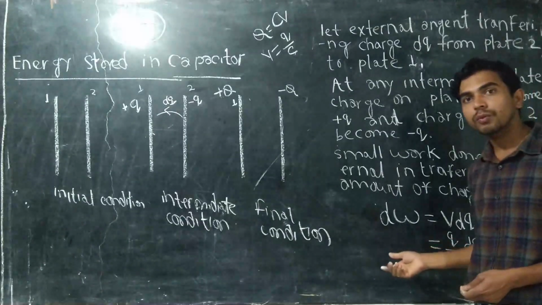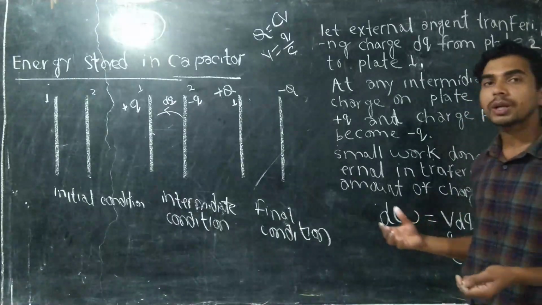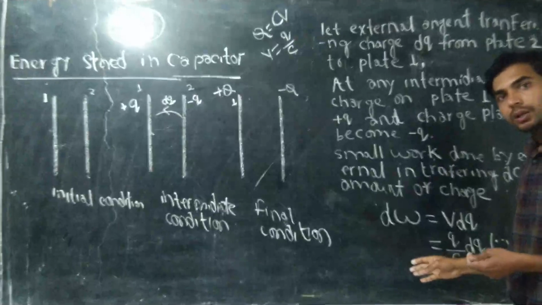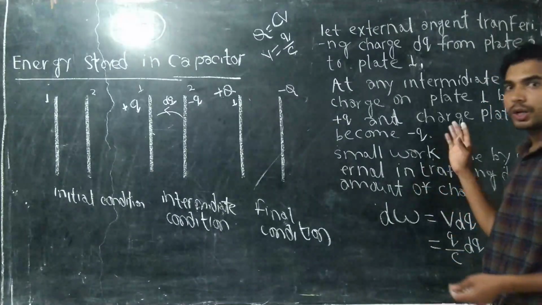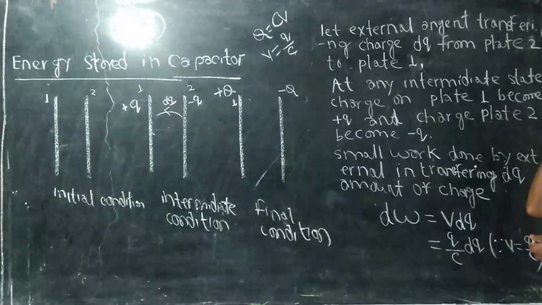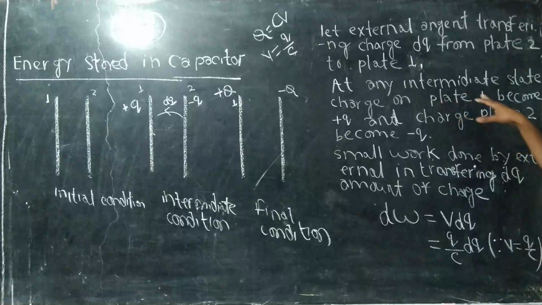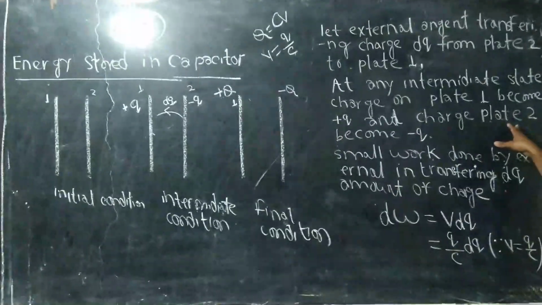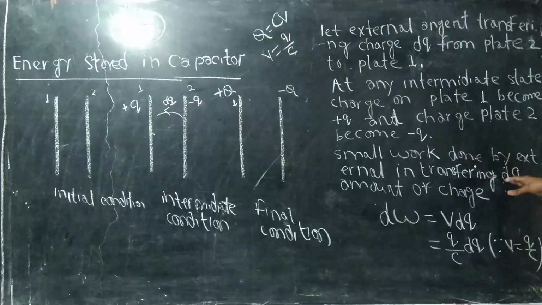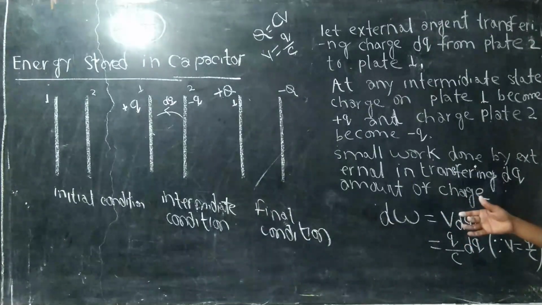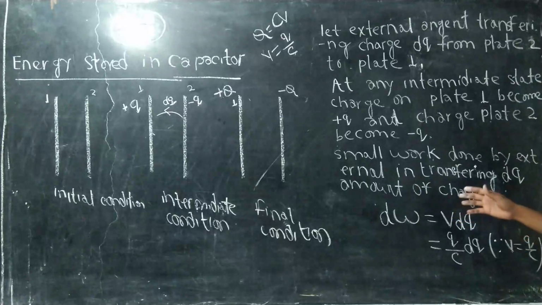So this is a small work done, and we have to find the total work done in bringing charge q. By integrating this we get the total work done. I hope you have written all these things: let the external agent transfer charge dq from plate 1 to plate 2; at any intermediate state, the charge on plate 1 becomes this much and on plate 2 this much; a small work done dw is this much. Now we have to calculate the total work done, so integrating this value we find the total work done, and the total work done will be the energy of the capacitor. I hope you have written this.